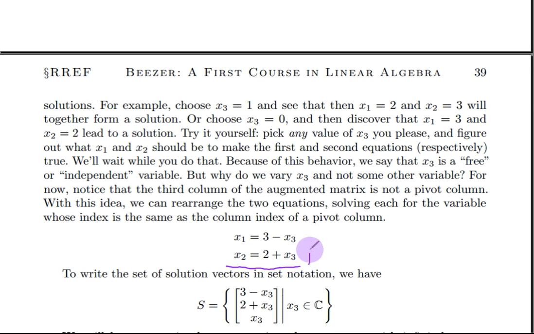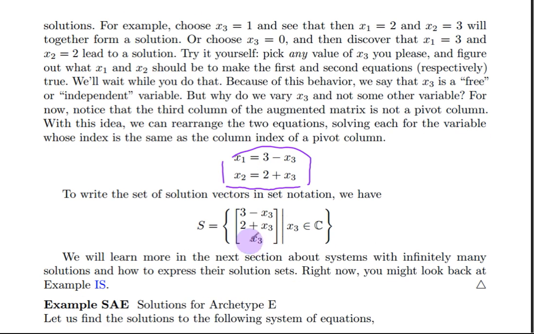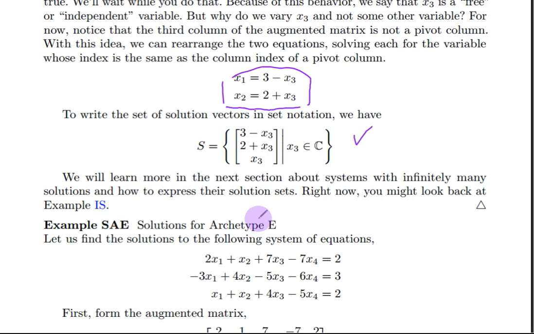All right, so here he does the same thing that I mentioned. And so here's the way we write the solution. x3 can be anything. x2 is 2 plus x3, and x1 is 3 minus x3. So that's another way of denoting solutions in the case where there are infinitely many solutions.